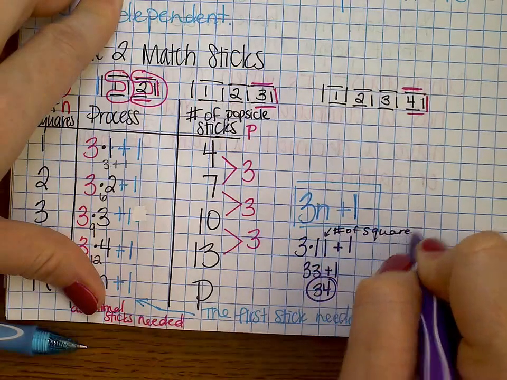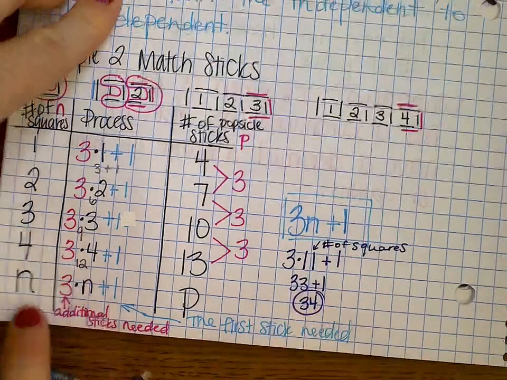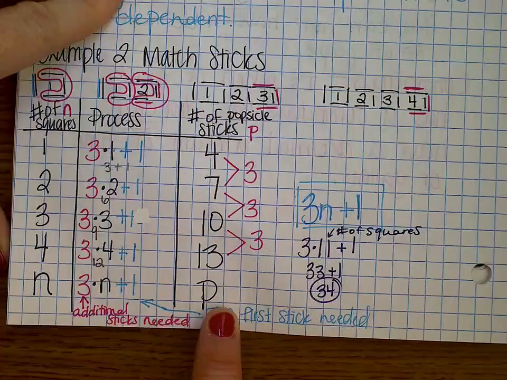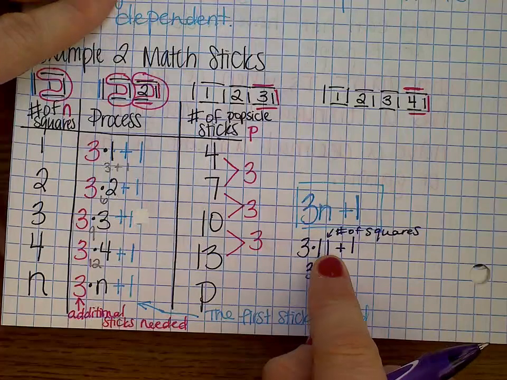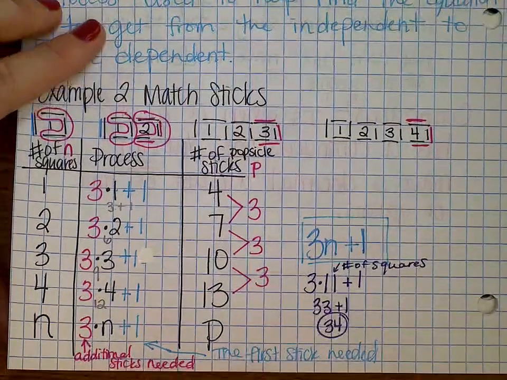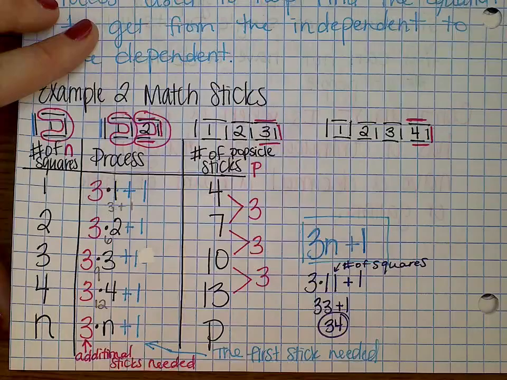So again, your equation helps you be able to just move from this to that without having to actually lay out or draw 11 squares on your paper. So now I want you to practice that on the practice assignment.